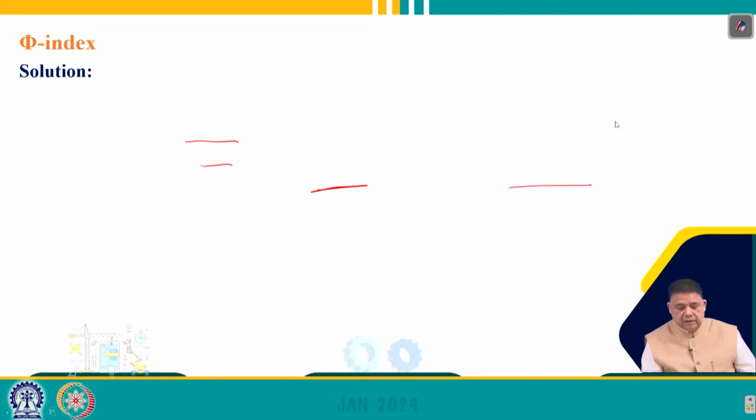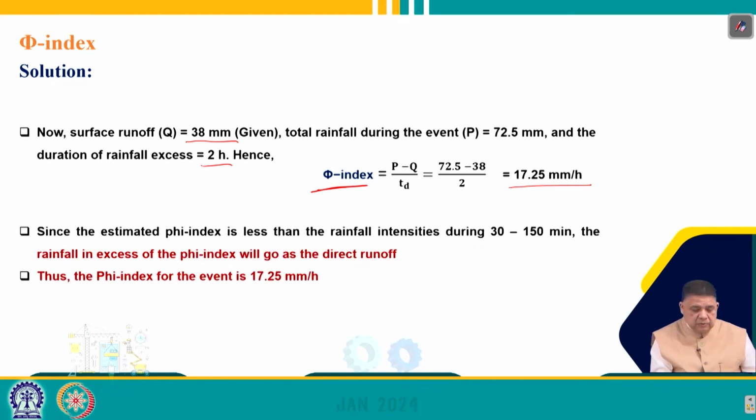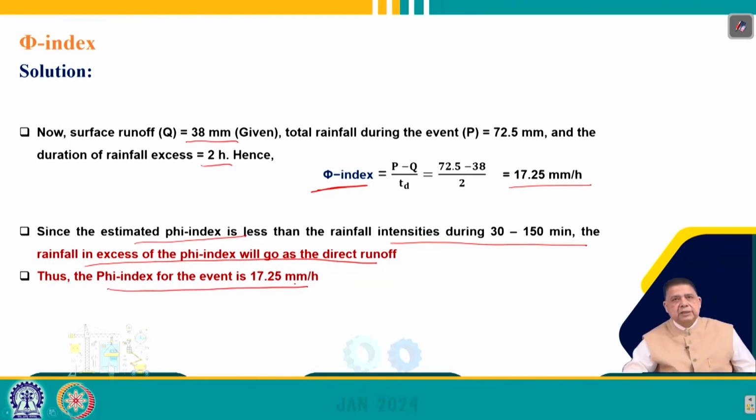So, that remains good. Since the estimated phi index is less than the rainfall index during 30 to 150 minutes, the rainfall in excess of phi index will go as direct runoff. Thus, the phi index of the event is 17.25 millimeter per hour.